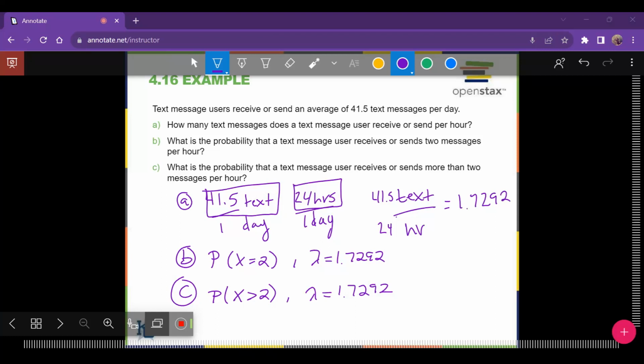For the next one, where it wants to know the probability that x is greater than 2, because we're using greater than, we need the 1 minus. We're also doing the Poisson distribution here. This time our x is still 2, and we have 1.7292. This time we're using true because it is cumulative. So there's about a 25% chance that it will be greater than 2.